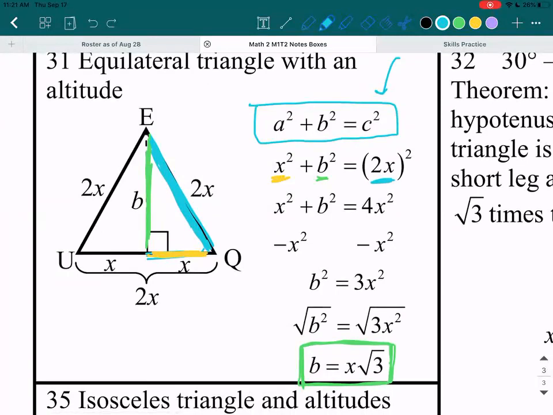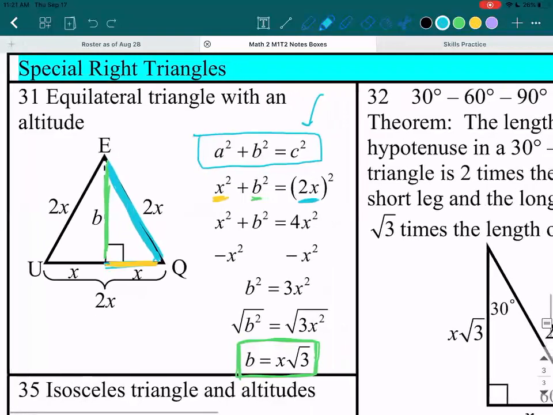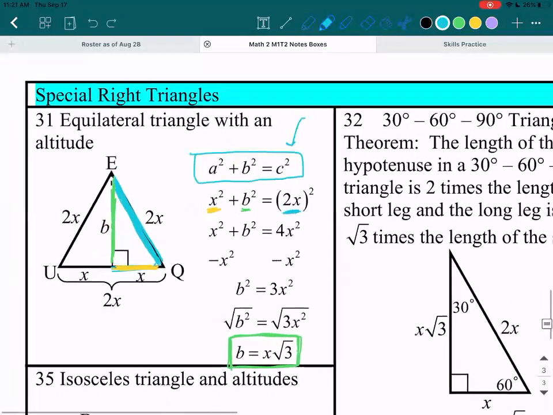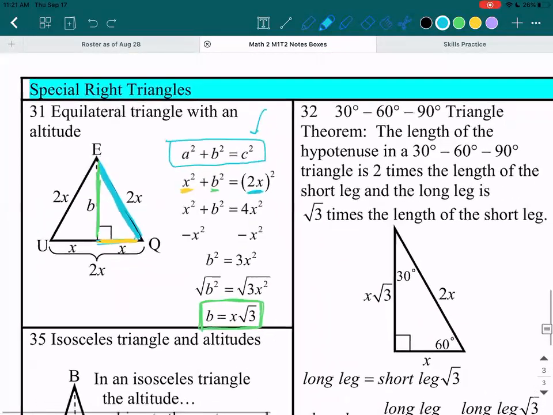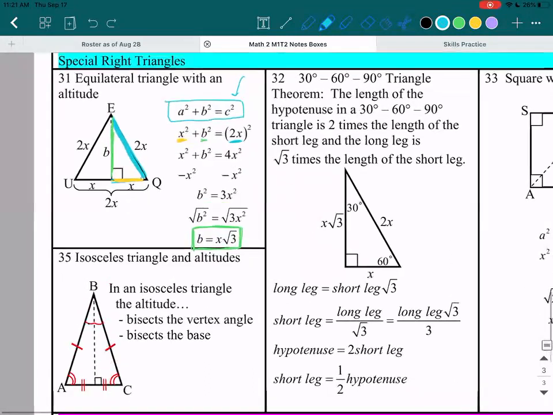Okay. And I know that looks really weird and random, but just follow along for now. We'll go over some example problems and hopefully it will make more sense. And then let's take a look at this triangle in box number 32. I want to show the whole thing, but zoom in.